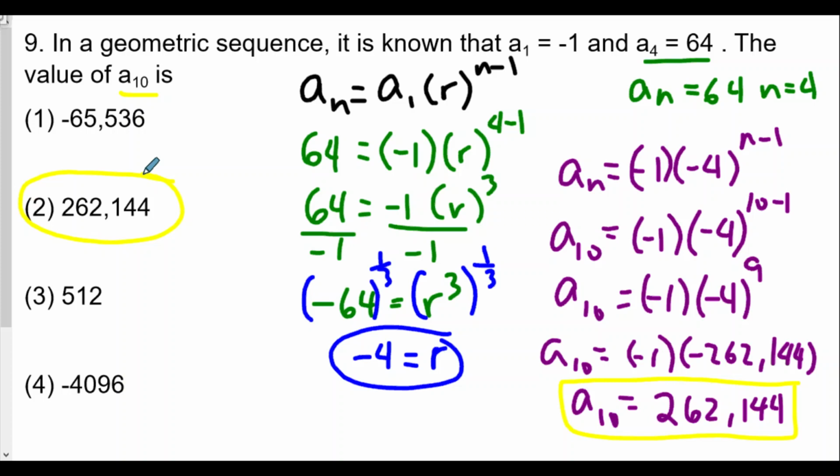So we definitely, in this case, were able to use our information we had from A4 and A1 to figure out the R value, come up with a general formula, and then from there, be able to find the nth term.